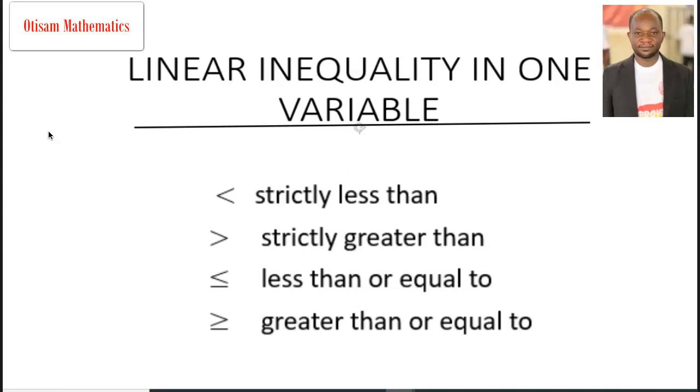So first of all, let's look at the inequality symbols that we have. The first one is this symbol, which is strictly less than. In short, we say less than. And then this symbol here is greater than or strictly greater than. This is less than or equal to, and then this one greater than or equal to.